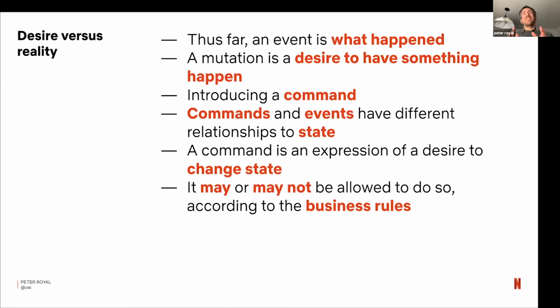However, an event is a description of what has happened, whereas a mutation is a desire to have something happen. So let's talk about a mutation, and let's think of a mutation more as a command. Commands and events are both messages, but they have a different relationship to state. A command is what I want to do, an event is what has happened. And a command may not be allowed to happen depending upon what your business rules are. And this is a concept from CQRS, command query responsibility segregation, where we're separating the commands from the queries.